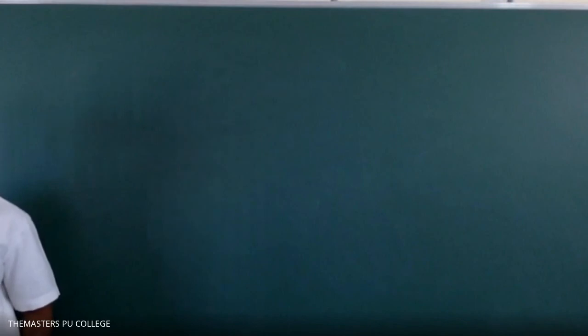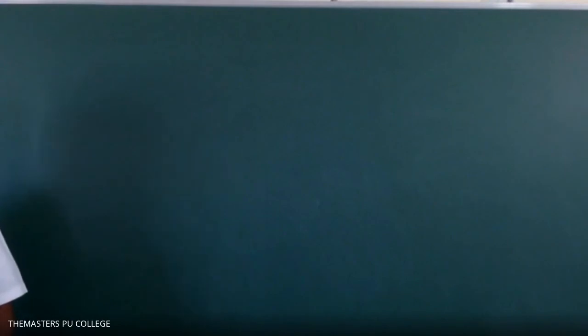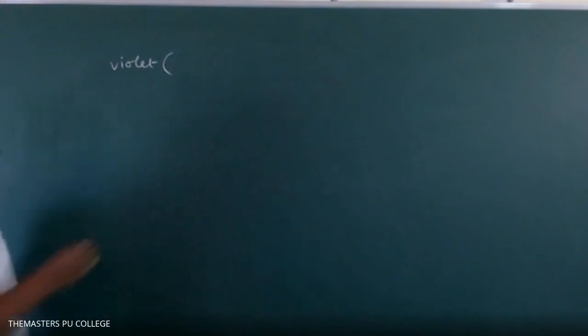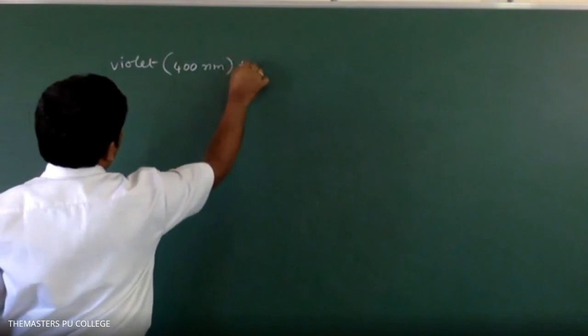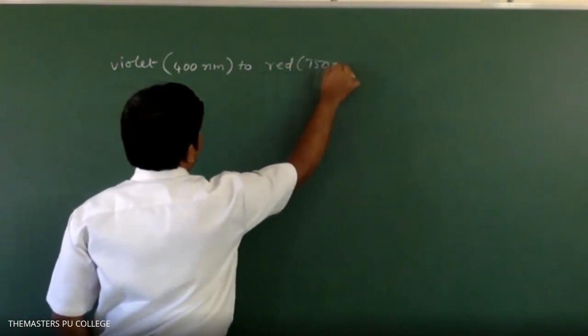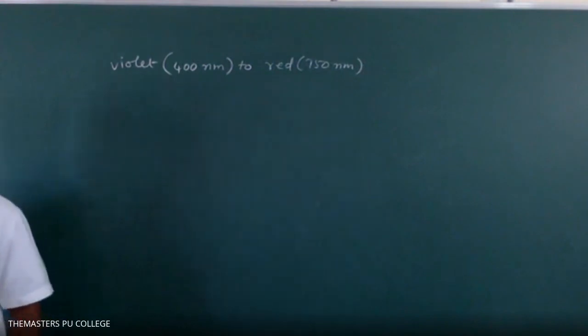Write down the question. The wavelength range of the visible spectrum extends from violet, write in bracket 400 nanometers, to red, 750 nanometers.